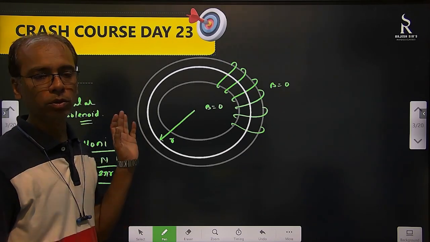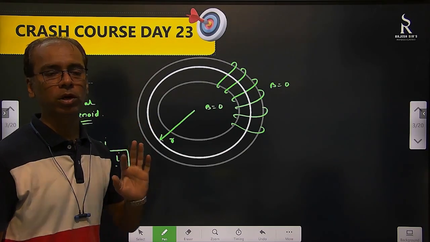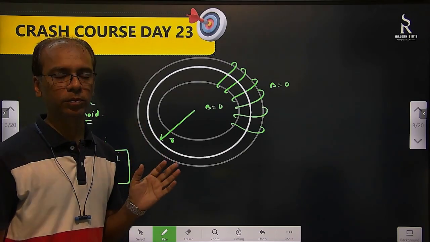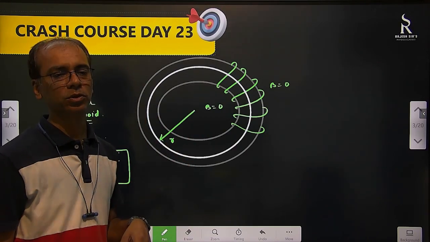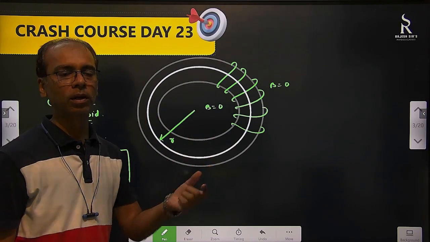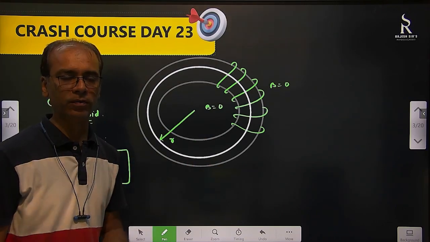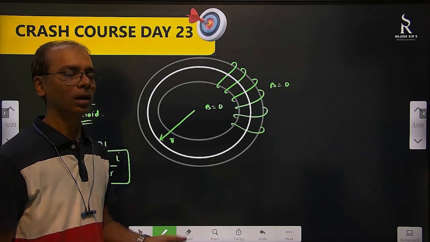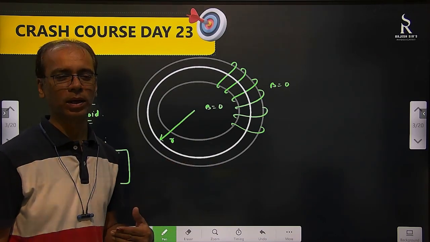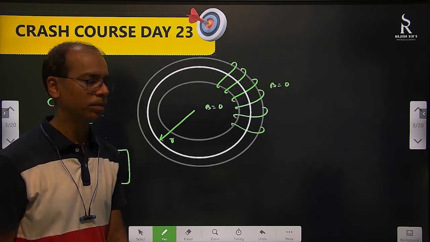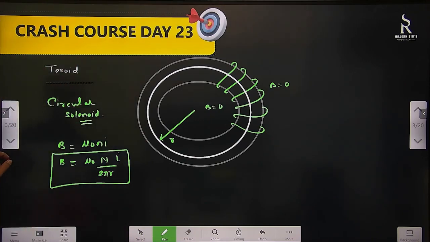Normally, as I told you, one question will be at the end of the solenoid, what kind of magnetic field is there? Half, mu naught n I by 2. Then there will be certain questions where the number of turns is reduced to half and the radius is increased to double, then what will happen to the magnetic field? Or current is decreased to half, number of turns is increased to four times, or 1 by 4 times. Those kind of questions will be asked in solenoid.